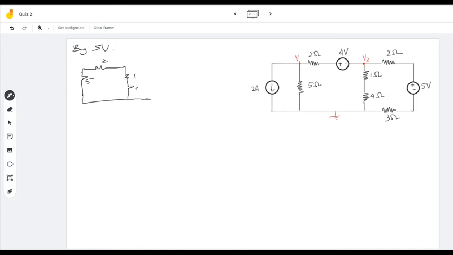So that's a 1, that's a 4, short circuit 4 volt, open circuit 2 ampere. I have my 2 over there, I have my 5 over there, and I have my 3 ohm over here. Now the question is what? The question says I want my I3 now. So what do you notice? What do you have to do?